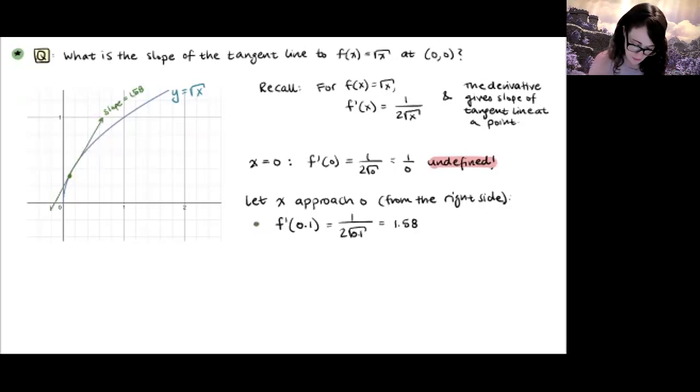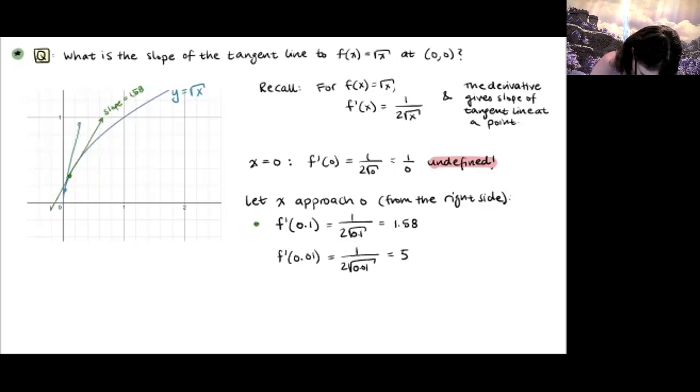Let's do x equals 0.01. So let's find the slope of that tangent line. You plug 0.01 in, and 1 over 2 radical 0.01 gives you 5. So as you are getting closer, 0.01, that's super close. I'm going to have a hard time sketching all of these in here. 0.01 might be here, and so it's a lot steeper, right? Here the slope is equal to 5. So that's this one here.